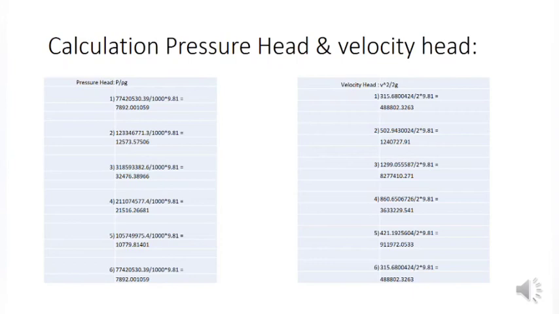Okay, next we calculate the velocity head. For velocity head we use v squared over 2g. For v squared over 2g, we put in the velocity that we calculated, and we insert it in the calculator and get the answer for each point.